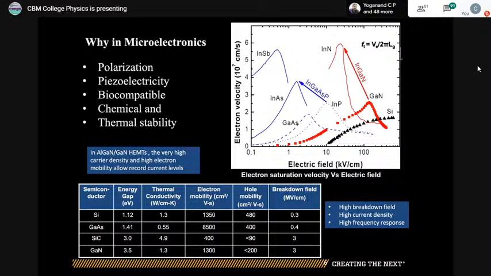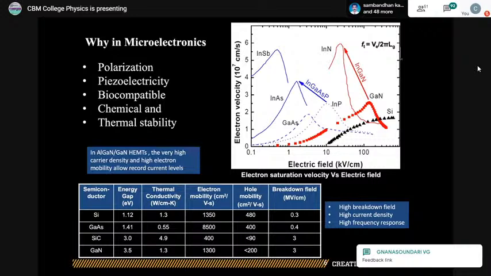Here you see gallium nitride has potential properties to be used in microelectronics. It has biocompatibility, chemical and thermal stability. As the speaker before showed us, when the temperature increases, we lose all the hysteresis properties in gallium arsenide itself. Gallium arsenide has a band gap of around 1.7 eV, but silicon has a band gap around 1.1 eV.